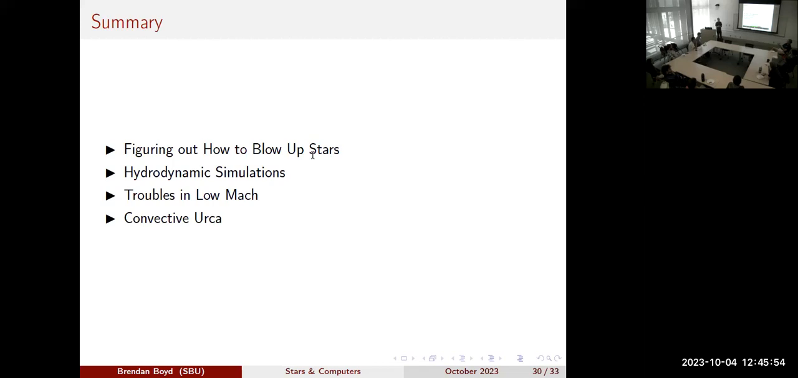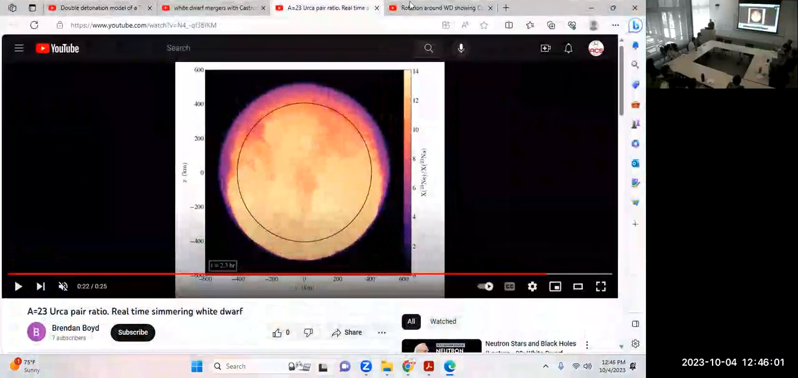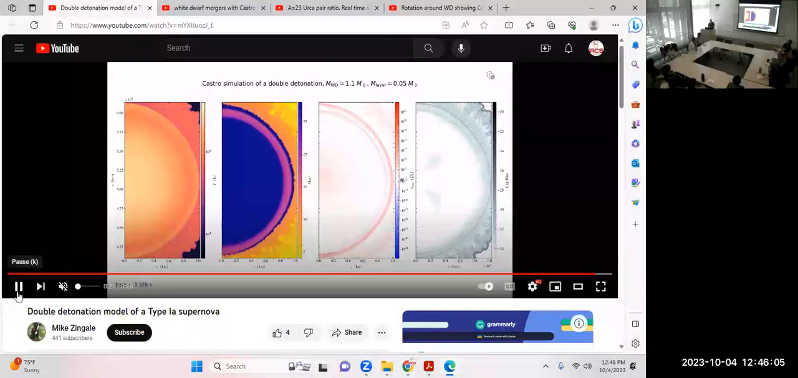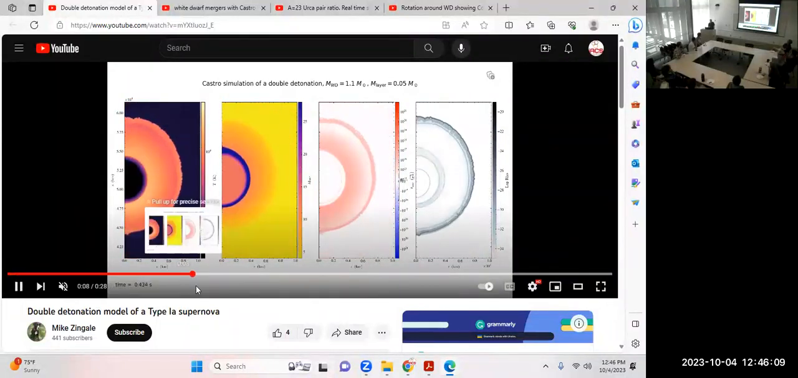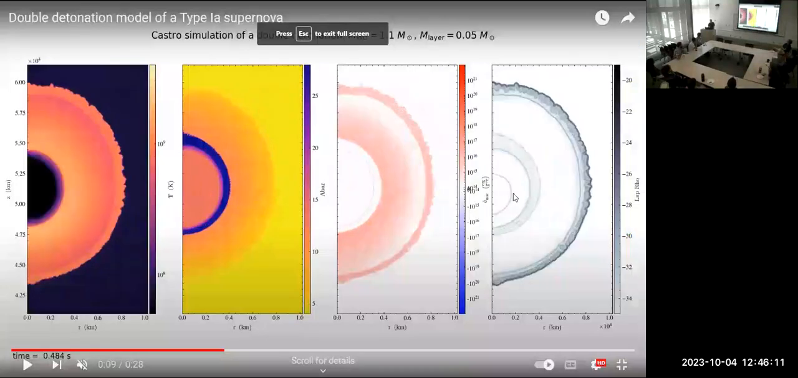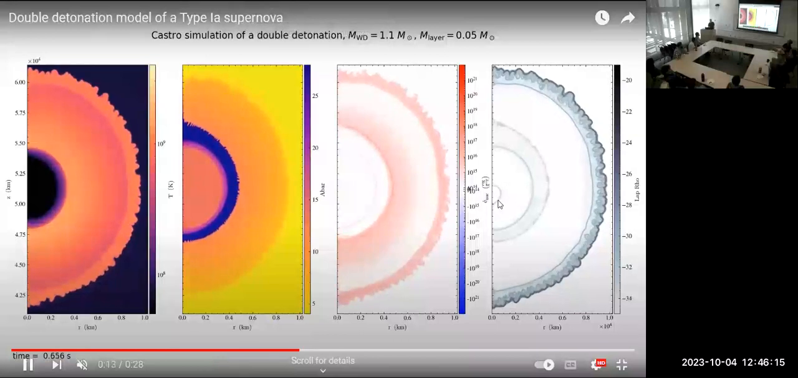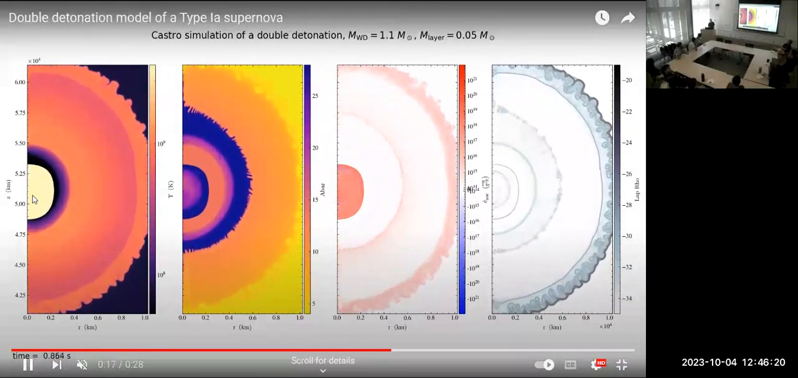Why don't you show that movie again? And then there is something in the chat too. Okay, so this is a pressure wave that's coming in, and we get that ignition there.